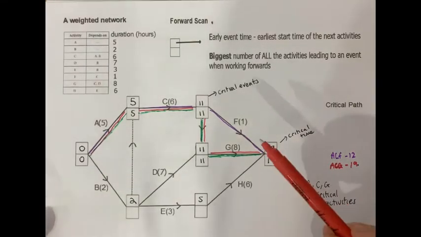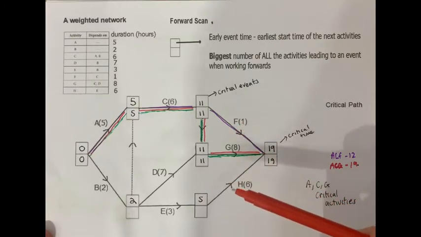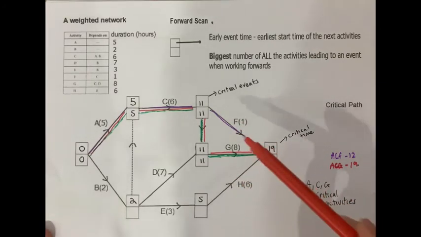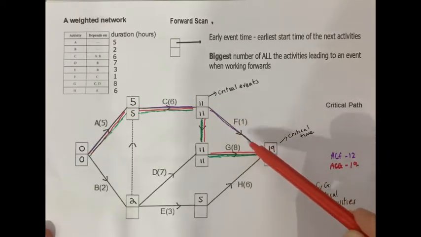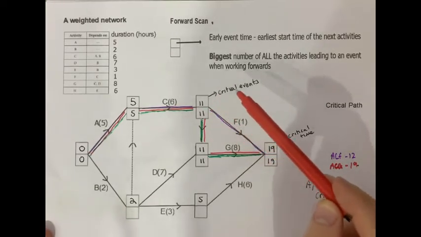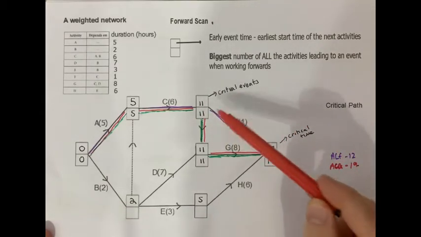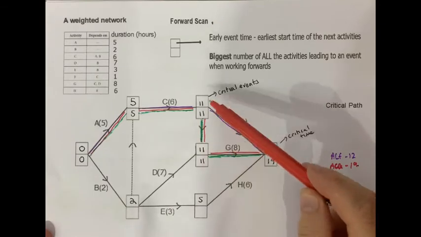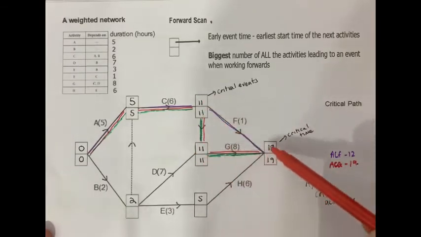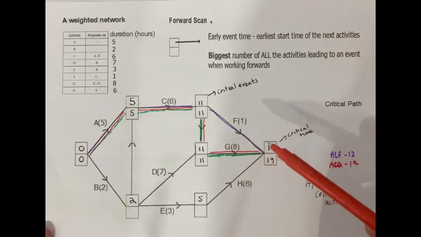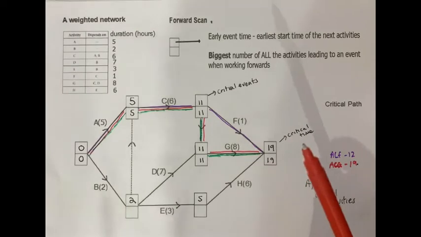Now, it doesn't necessarily mean any activity joining up to critical events is itself critical. F here is not a critical activity. I'll explain why later. But it joins up to critical events. The reason is because the critical path, although it passes through those events, so they're critical events, you can have other activities join them up, as in this case F does. But now you can see why that's a useful thing to do.